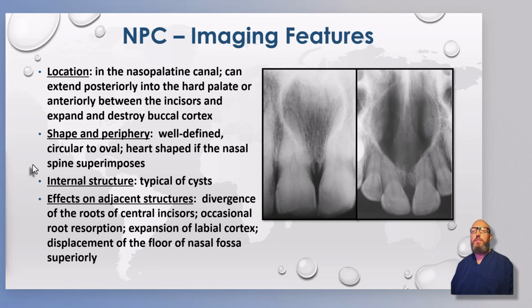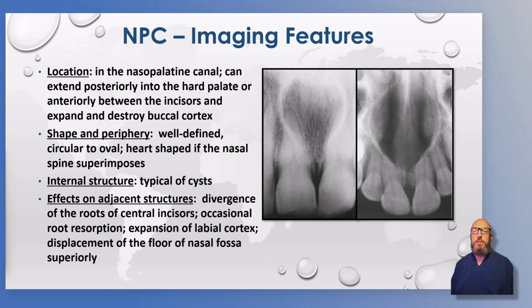As far as imaging features, location, location, location. So remember that. This is the whole point of the topic. It sits there in the nasopalatine canal. It may extend posteriorly into the hard palate or anteriorly between the incisors, where it can expand and destroy the buccal cortex. Its shape and periphery are usually well defined, circular to oval. When the anterior nasal spine superimposes over it, you get the classic heart shape of one of these.